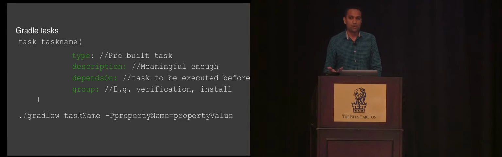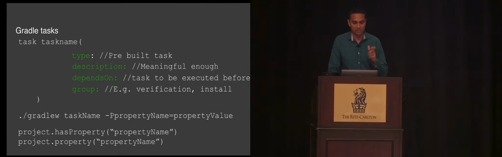During runtime, if you want to pass in some parameter, some value, this is the way to do it. You write the task name, -P, the property name, and the value. And within the task, you want to check for that property, if it's present, and then use it.